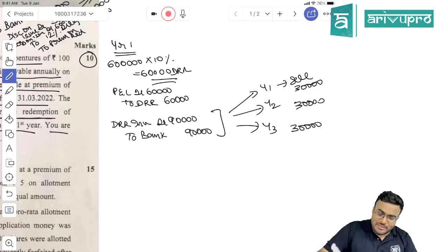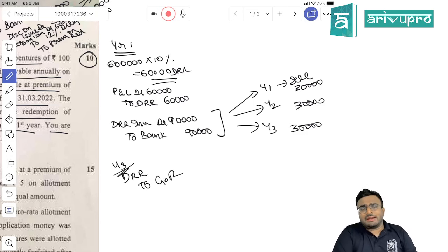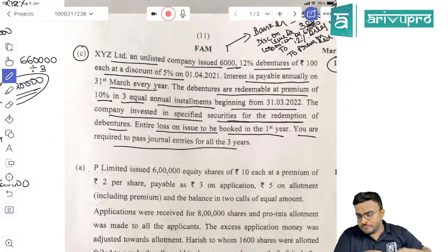Finally, after all this is done, remove the DRR and transfer it to general reserve. In year 3, remove DRR and transfer it to general reserve. This should be the entire solution. Okay, this you should know, and they have asked this as a 10-mark question. I hope it is clear.